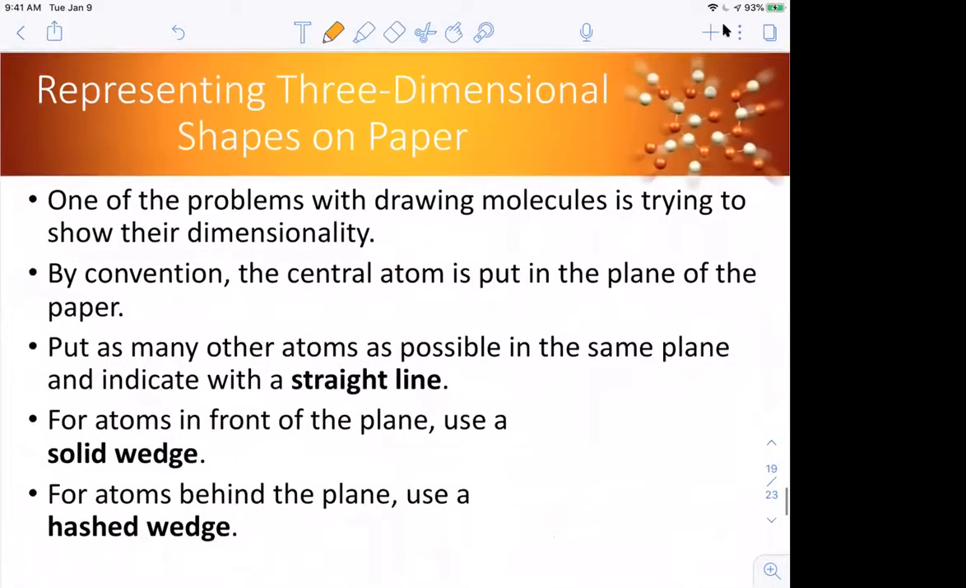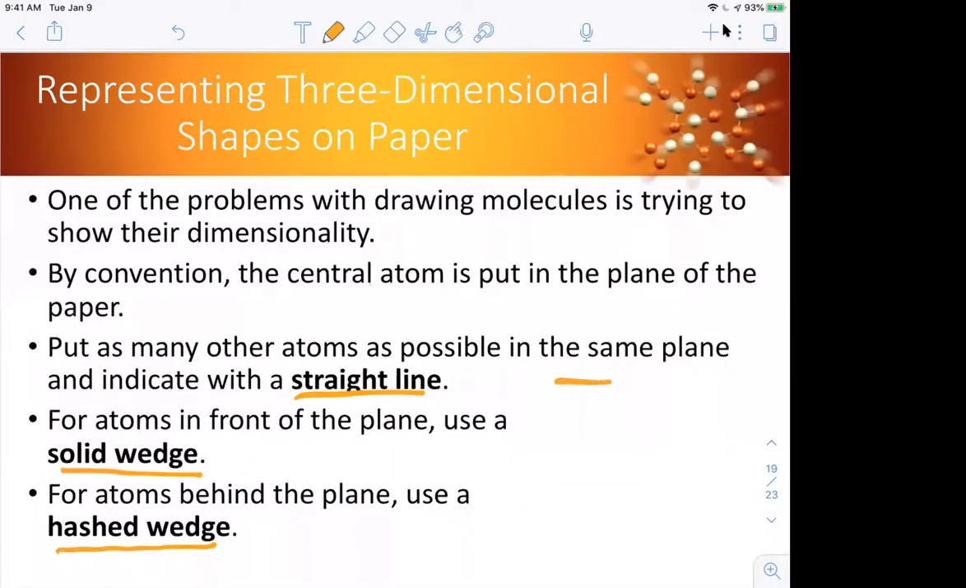So just one more thing. A lot of times when we're looking at organic chemistry, we're going to try to show three-dimensionality in a plane of paper. So we're going to be looking at a lot of drawings where I'm looking at straight lines, solid wedges, and hashed wedges.